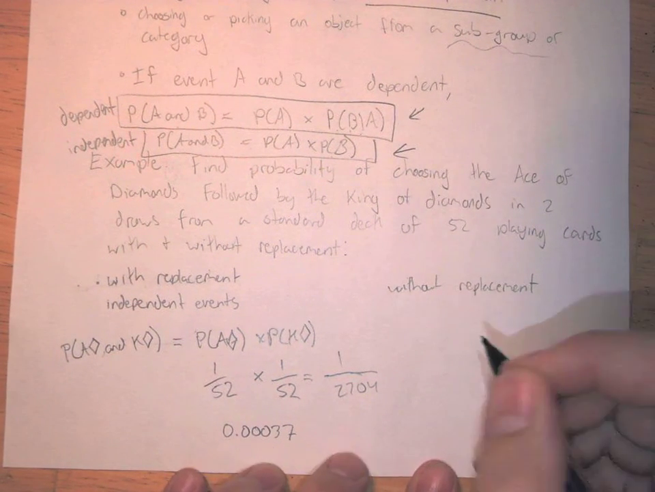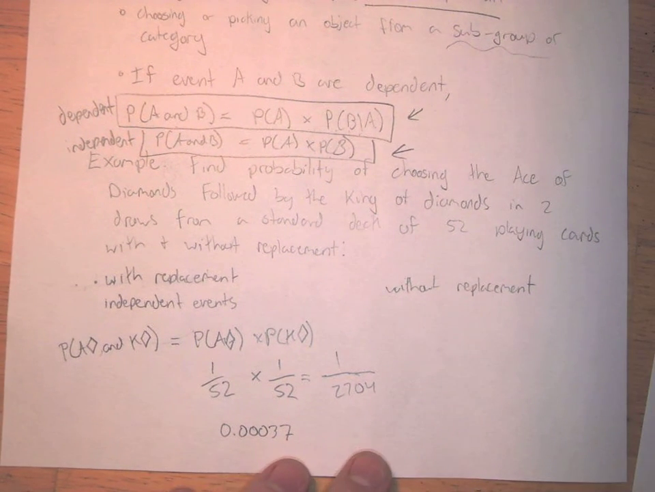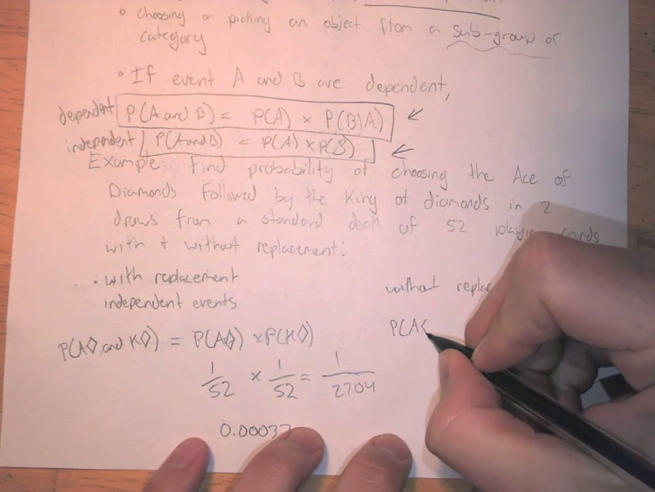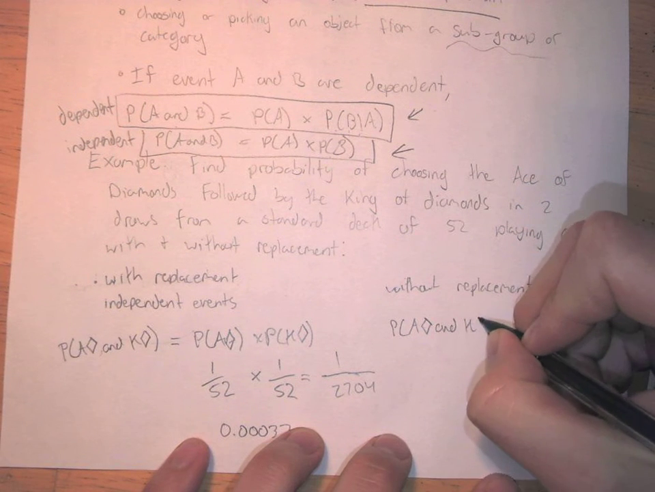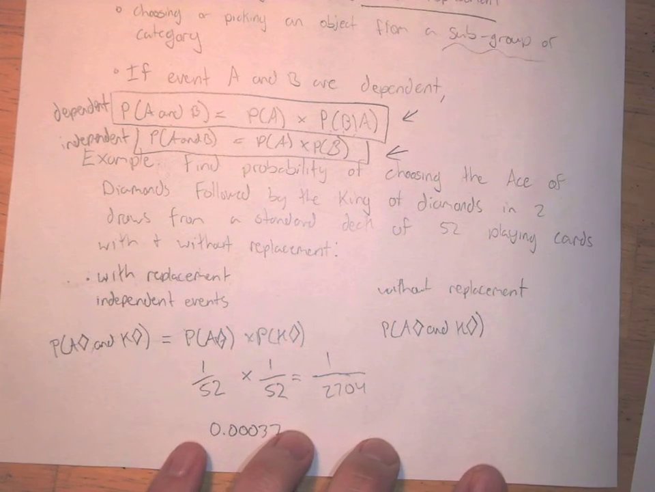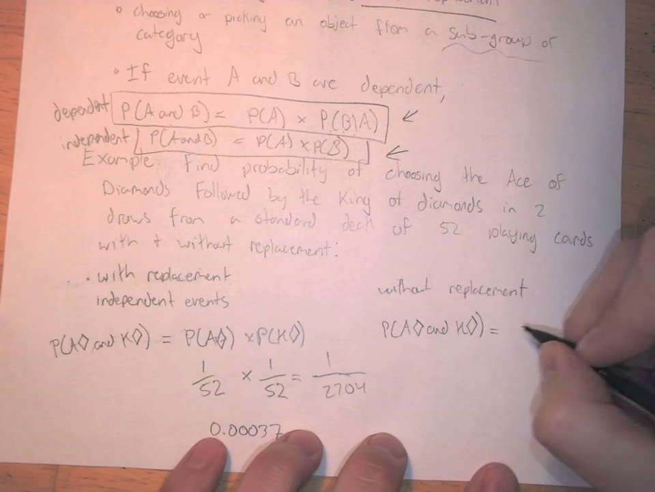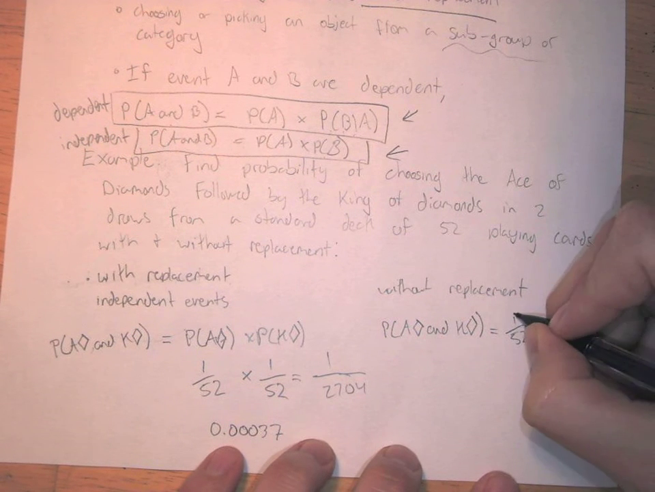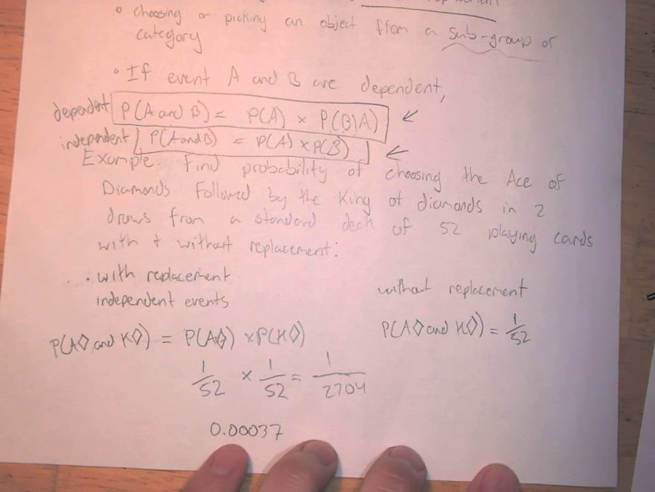Okay, so without replacement now, we're pulling the card, we're not putting it back, and all of a sudden the second event is dependent on the first event, because if I choose the ace of diamonds on the first go-around, then I have less cards to choose from, and so the probability of choosing the king of diamonds is going to be different. So we're going to do the probability of ace of diamonds and king of diamonds in two draws, basically, is going to be equal to 1 over 52. There's the first time around, I want the ace of diamonds. There's only one of them. There's 52 ways to choose it.